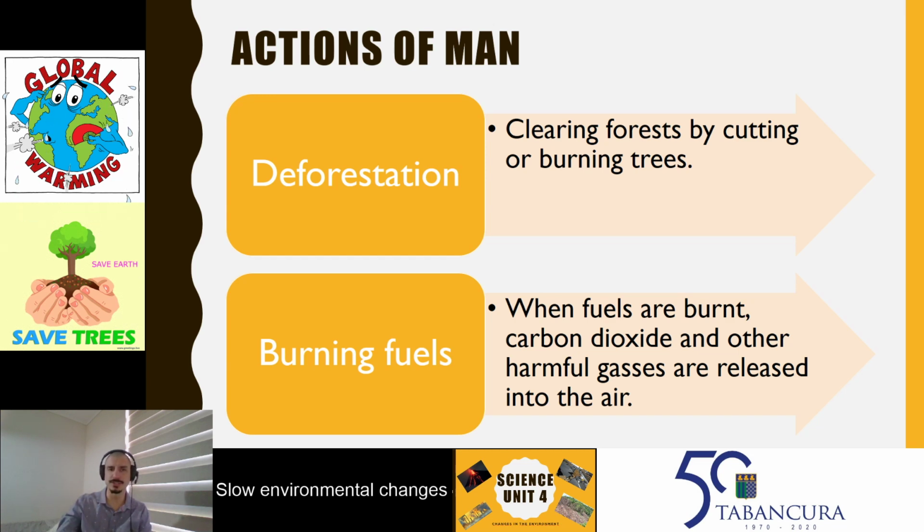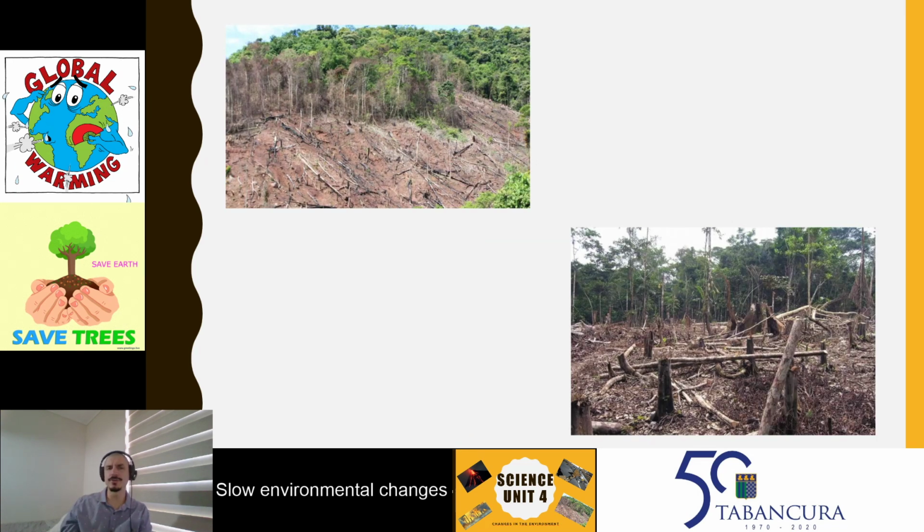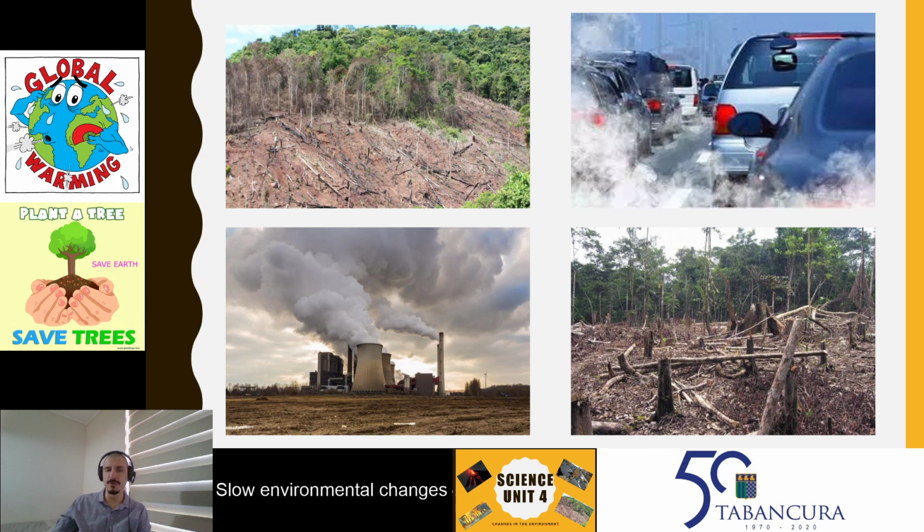Let's see some images to explain. Here you can see images of deforestation. As you can see, they cut many trees, okay? Deforestation, they are eliminating the forests. And here you can see burning fuels, right? Some factories and some power plants are using fuels and they are releasing carbon dioxide and other harmful gases into the air. And also when you use your car, your vehicle, you are also releasing carbon dioxide and other harmful gases into the air, okay?